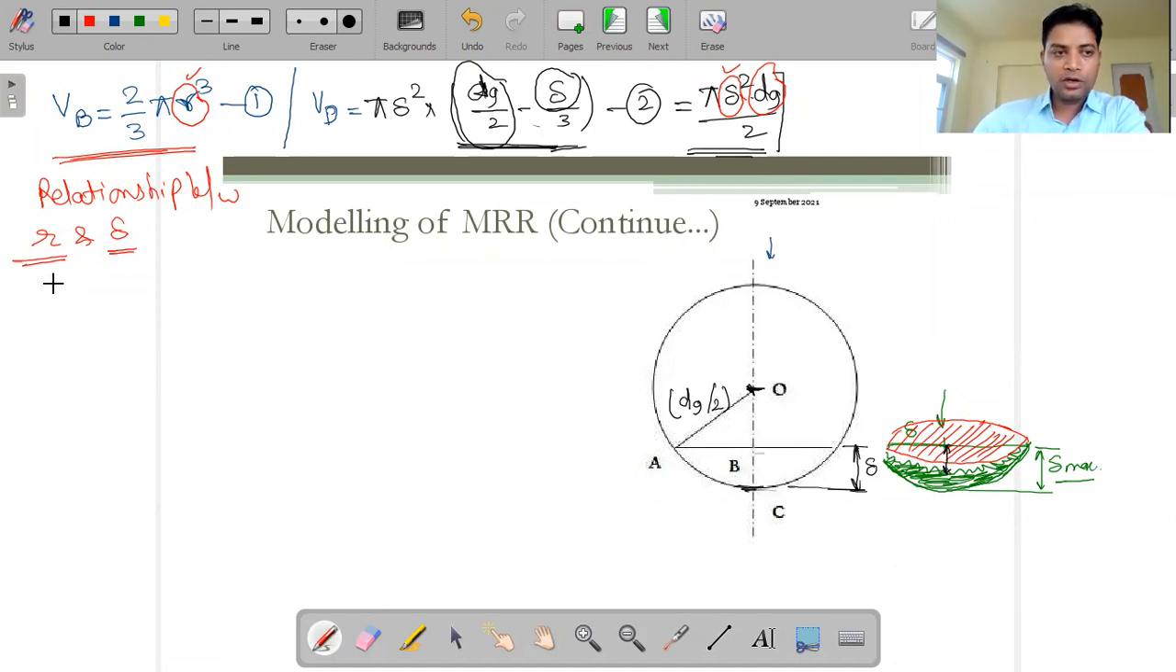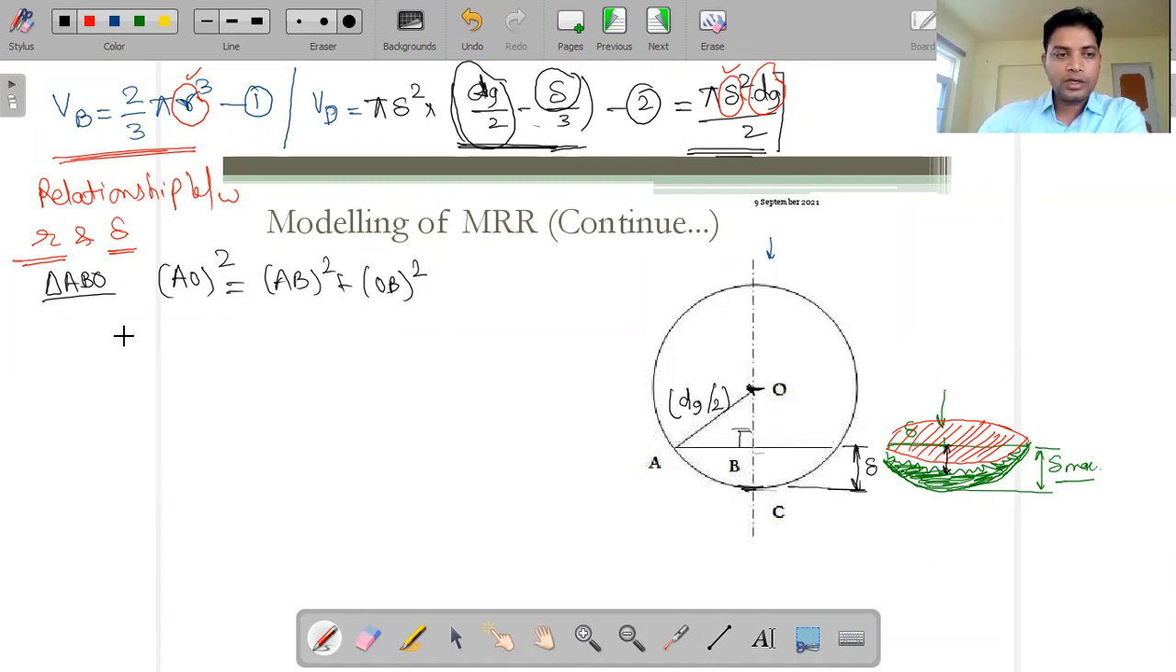Now we are talking about the triangle A, B and O. Because this is 90 degrees, I'm using the Pythagoras rule. The Pythagoras rule is that hypotenuse square equals base square plus perpendicular square. So AO square equals AB square plus OB square. This is the Pythagoras rule, because this is the 90 degree.